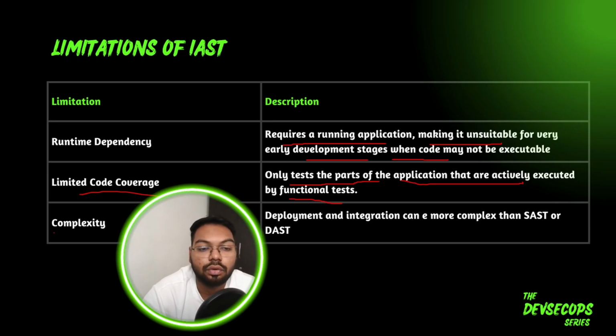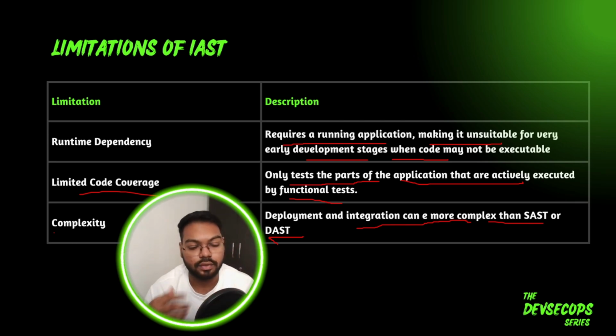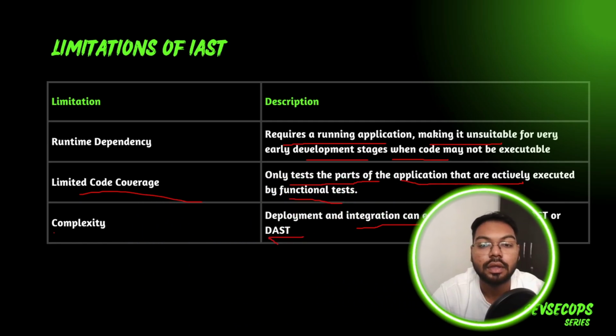Then complexity. Deployment and integration can be more complex than SAST or DAST tools. As you go for a more context aware application, the complexity grows over time, because you have to do a lot of integration between the application, the sensors, the dashboards, and all of these different things. So that gives you this particular complexity.